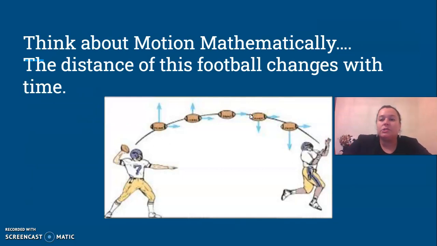All right. So if you think about motion in a mathematical sense, we always just look at the distance. So for example, this football is changing its distance. It's getting further away from this player right here, number 7. So we could say that it's in motion because its distance is changing.